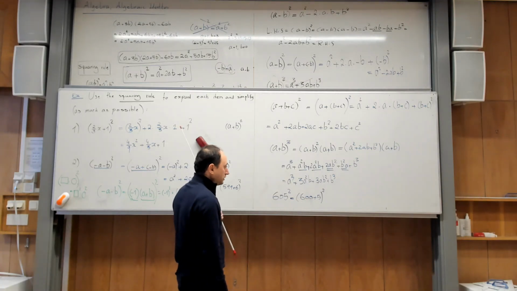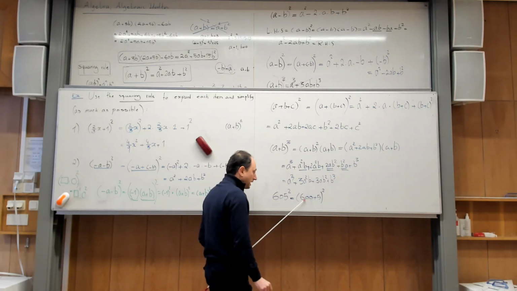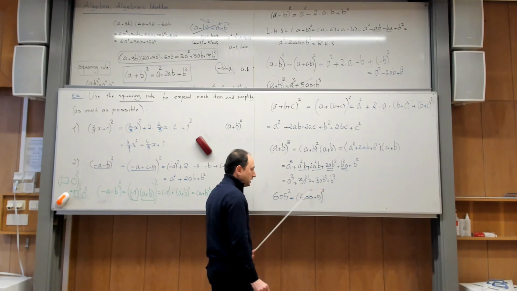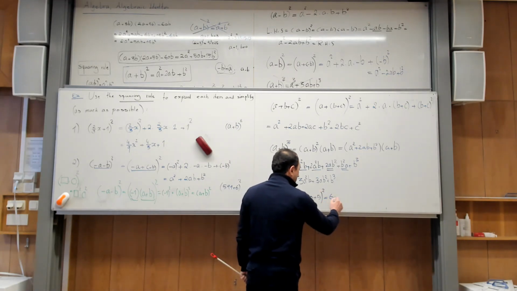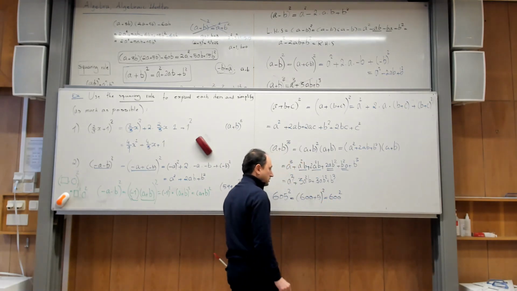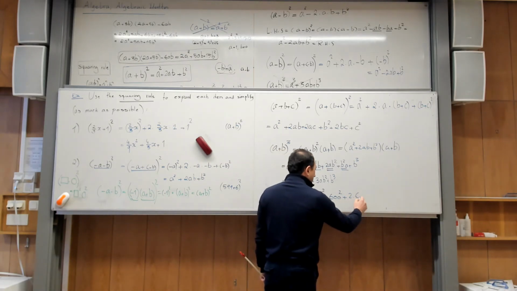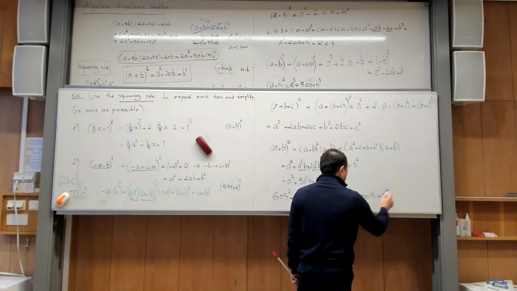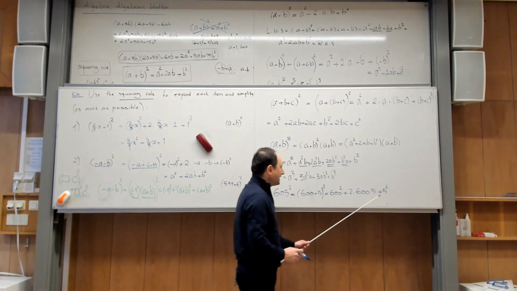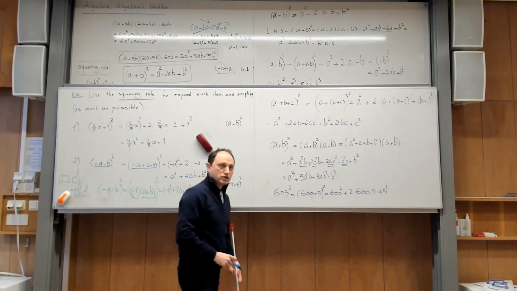According to the squaring rule, the first one, I have the sum of 2 terms squared. So this becomes the first one squared. Let me be patient and write it once. 2 times the first one times the second one and plus the second one squared. Now I hope that you agree. Calculating each one of them individually is not hard at all.